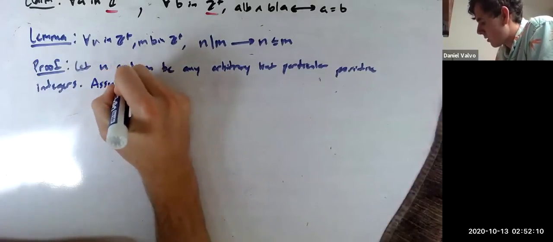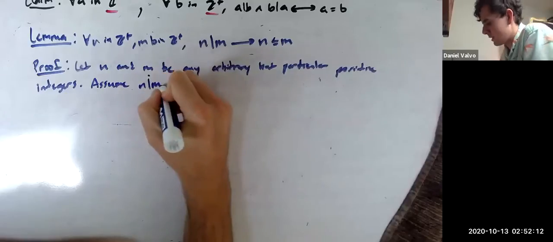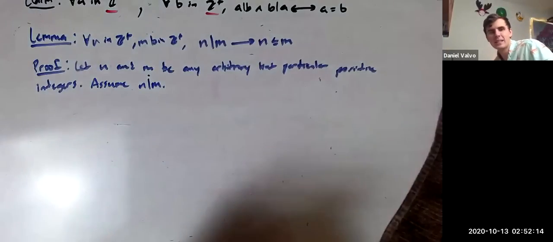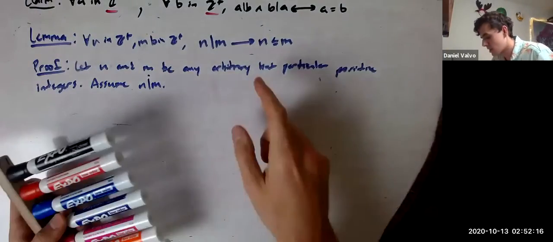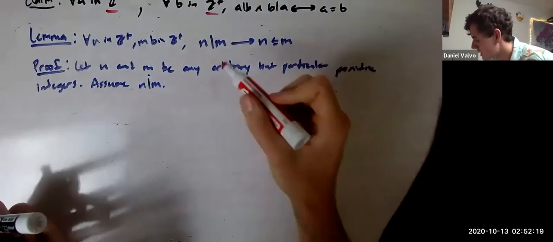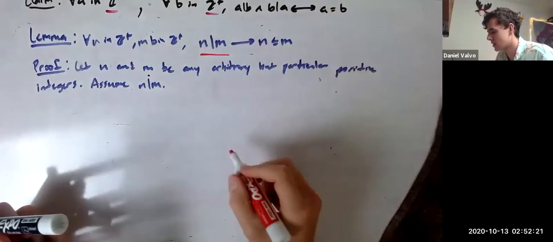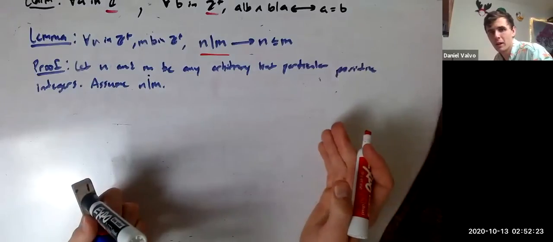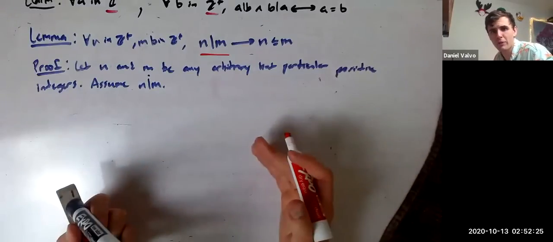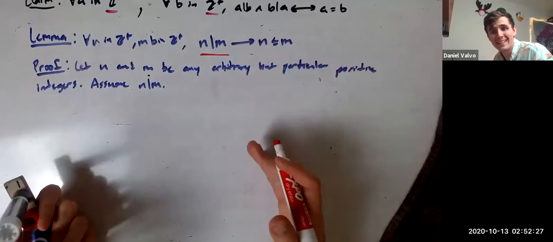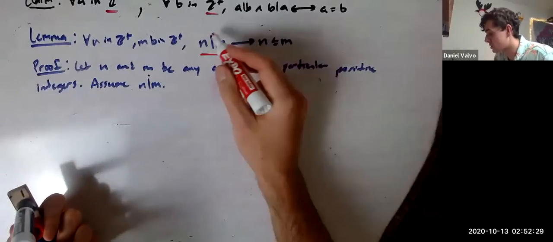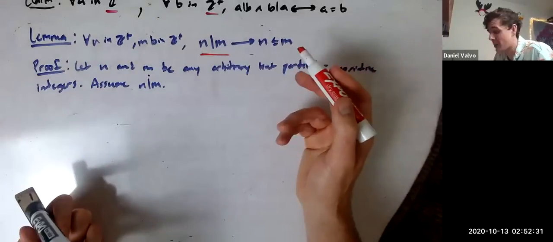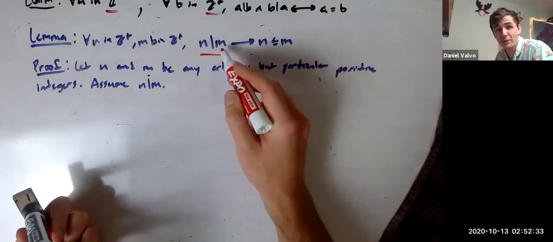Now assume N divides M, because this is how you prove conditionals. To prove conditionals, you assume the hypothesis and then show the conclusion must be true, because it's all we care about. To prove a conditional, all you care about is that whenever the hypothesis is true, the conclusion is true. Because if the hypothesis is not true, we consider it vacuously true, and we're good.